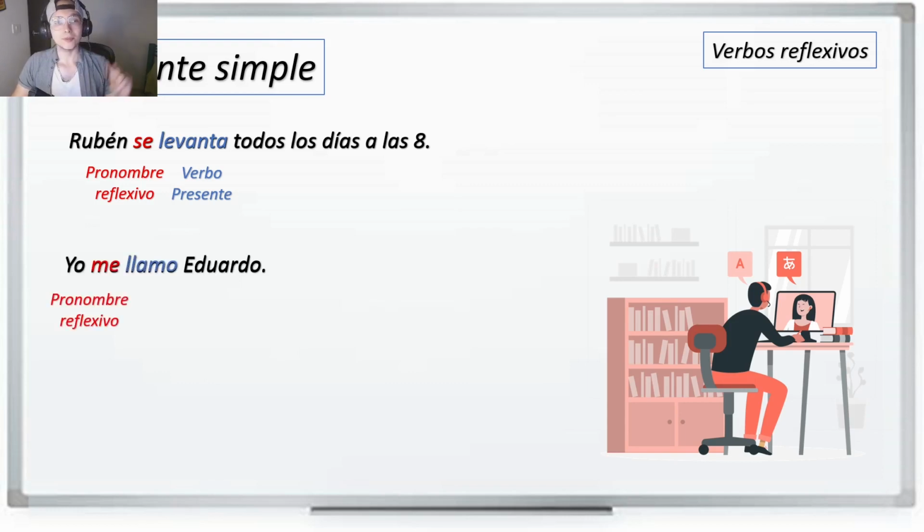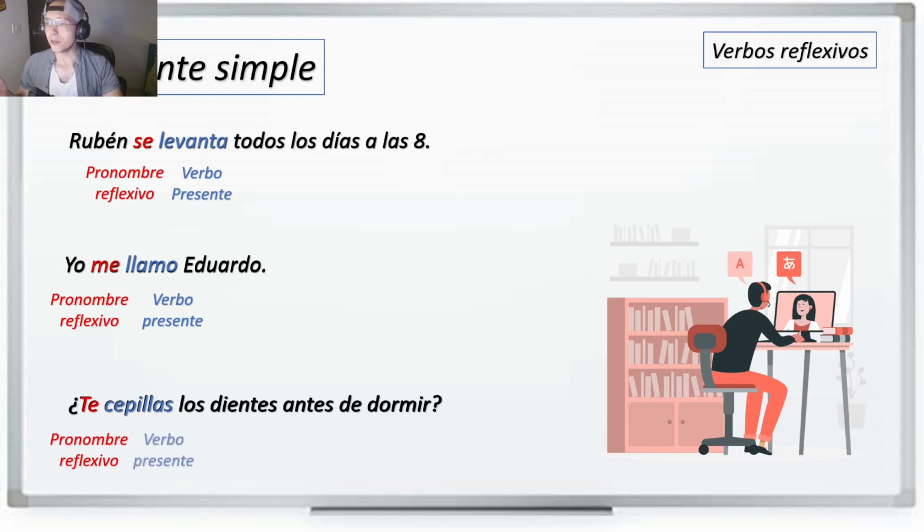Example number 2. Yo me llamo Eduardo. One more time. Yo me llamo Eduardo. So my name is Eduardo. Here we have me, which is the reflexive pronoun, and llamo, so the verb in present.